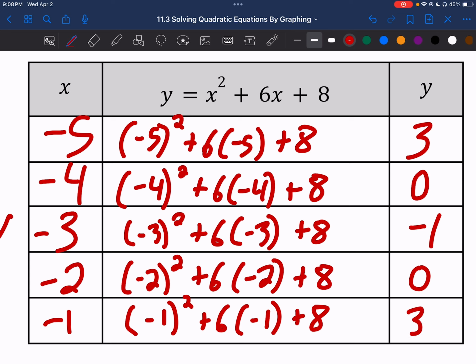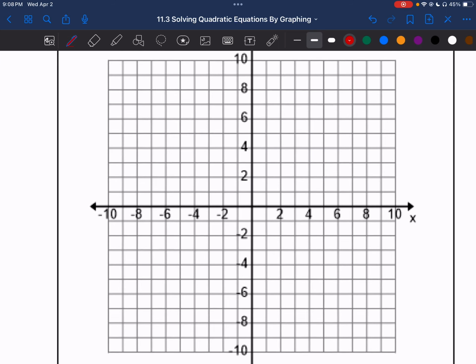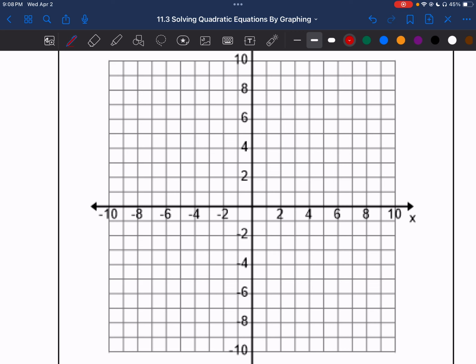So those are our points: (negative 5, 3), (negative 4, 0), (negative 3, negative 1), (negative 2, 0), (negative 1, 3). Those are our points that we are going to now graph on the next page. I apologize that it's not on the same side, but it is what it is with the notes that we had and the space available.